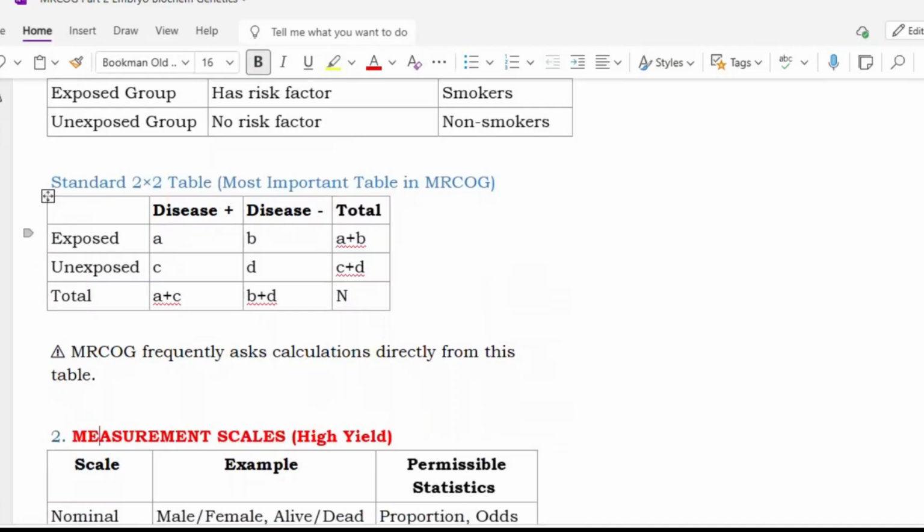So the total diseased are A plus C and the total non-diseased are B plus D, and all of this is N. So A plus B plus C plus D is N. Either this way or this way, if you calculate, this will be the total. So you have to understand this 2 by 2 table: disease on the top and exposure on the side. Most of the time the questions are asked on calculations from this table.